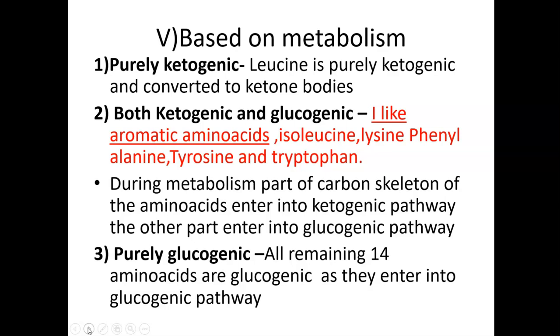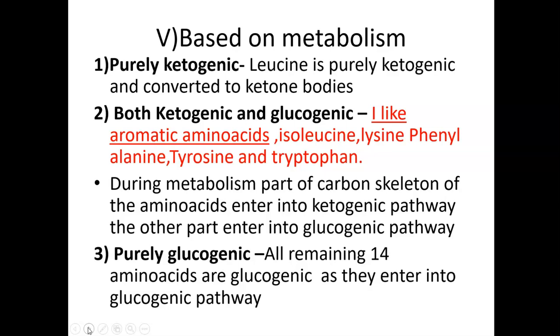The second classification is both ketogenic and glucogenic. We can easily remember the amino acids in this category with a code like I like aromatic amino acid. Isoleucine, lysine, phenylalanine, tyrosine and tryptophan. During metabolism, part of the carbon skeleton of these amino acids enters the ketogenic pathway, the other part enters the glucogenic pathway. That means either formation of ketone bodies or formation of glucose.